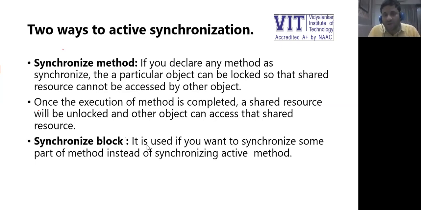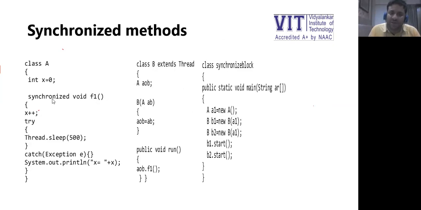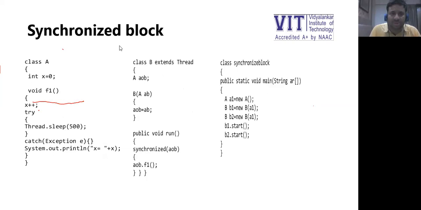And what is a synchronized block? It is used if you want to synchronize some part of the method instead of synchronizing the whole method, or it can also be used in a case where you cannot declare the method as synchronized. So this was when we declare the method as synchronized, and this is when we have a block as synchronized. So this is about thread synchronization.